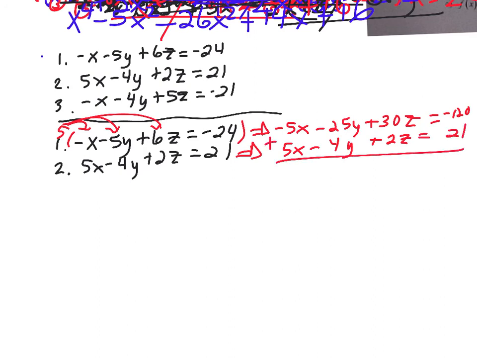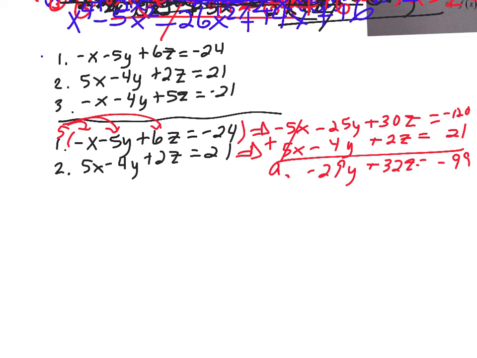Okay, so I'm going to add them together. Negative 5x and 5x cancel. Negative 25y minus 4y is negative 29y. 30z plus 2z is 32z. And negative 120 plus 21 is negative 99. And remember, I'm going to call this equation A.